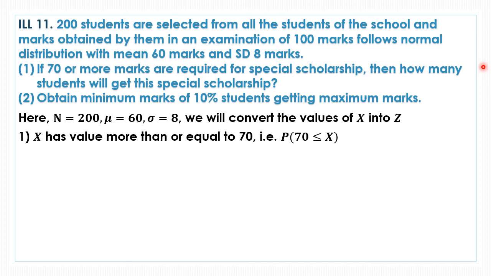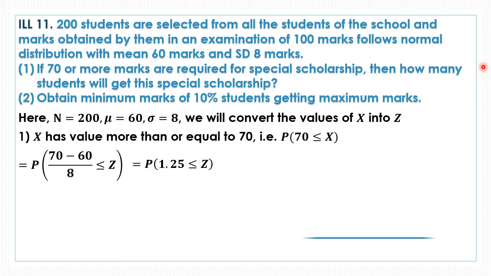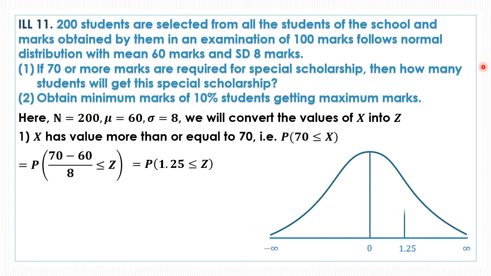So X has a value 70 or more, but when we convert it into a Z value, it becomes (70 minus 60) upon 8, less than or equal to Z, which will get you the Z value of 1.25. So the Z value of 1.25 or more can be depicted in our curve. First of all, 1.25 will be on the positive side, and our probability, our students must get more than this. More than this means on the right hand side up to positive infinity.